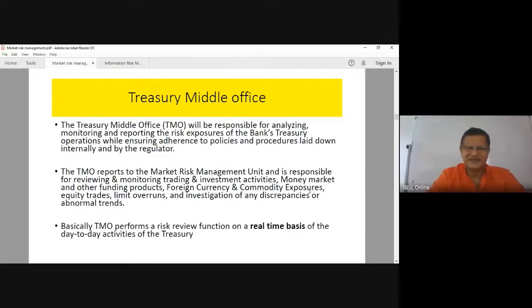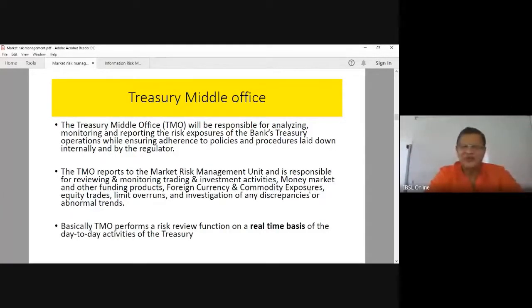So these are the functions of the Treasury Middle Office. Treasury Middle Office will be responsible for analyzing, monitoring, and reporting the risk exposure of the bank's treasury. So they have an independent function with which they can identify the risk taken by dealers, risks based on the exposures of the bank, and they have to do the reporting. Treasury operations also come under their purview, and they also see whether the treasury operations are carried out in adherence to the policies and procedures laid down internally and by the regulator.